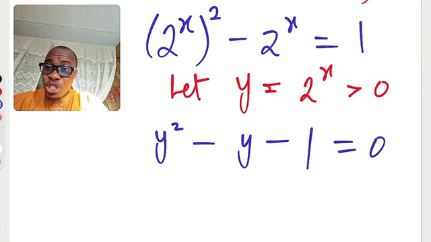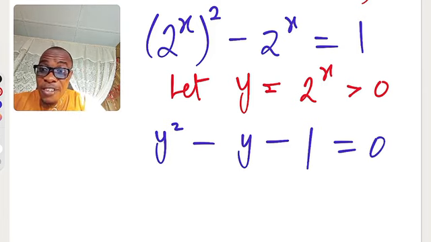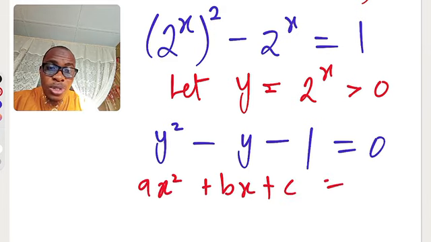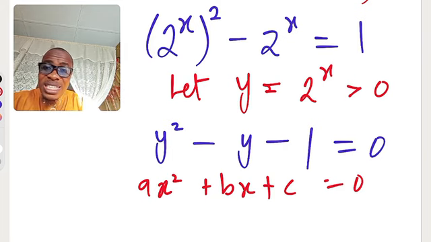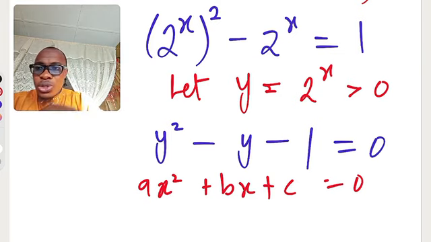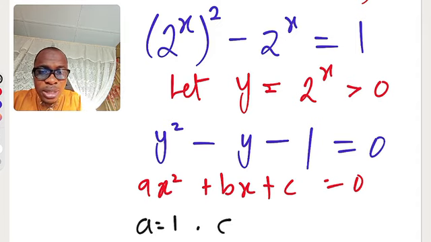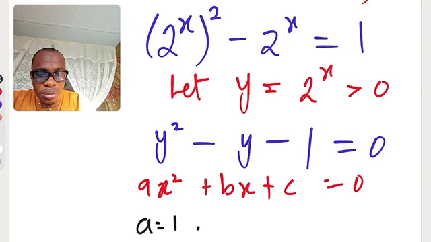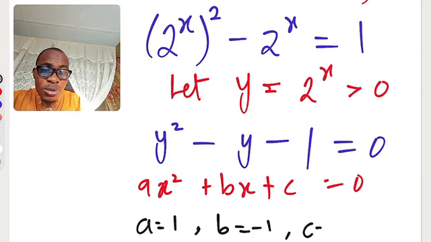What we need to do is use the quadratic formula, and let's compare this equation with the general quadratic equation equals 0. So now using this, we're going to compare the coefficients of y squared, y, and the constant term. We're going to have a will be 1, b will be minus 1, and c, which is the constant term, will be minus 1.